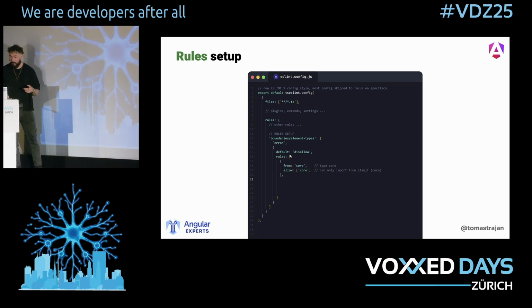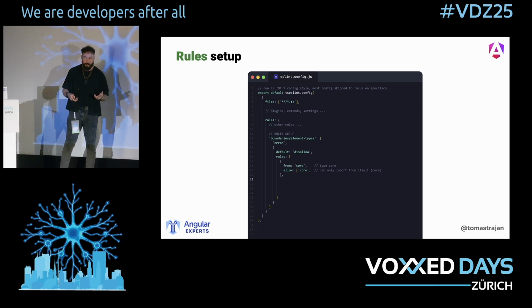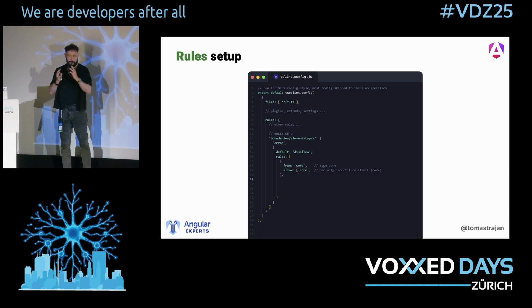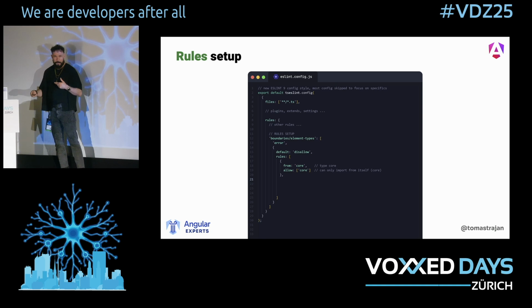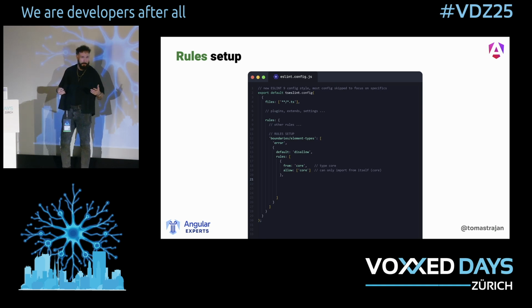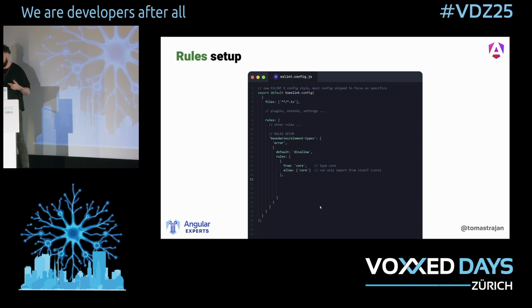And then we say, okay, if the file was recognized as belonging to type core, it can only depend on other files from the core. That's kind of realistic. I mean, core is this headless infrastructure, eagerly loaded, so it should never really consume from feature, it should never really consume from UI, from nobody else. So we say, okay, core can only import from itself, from the core.